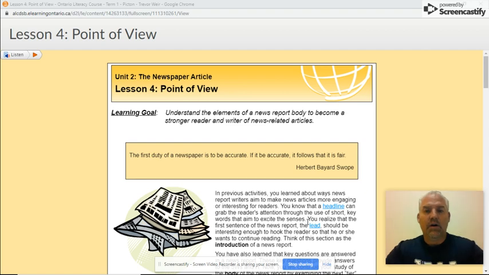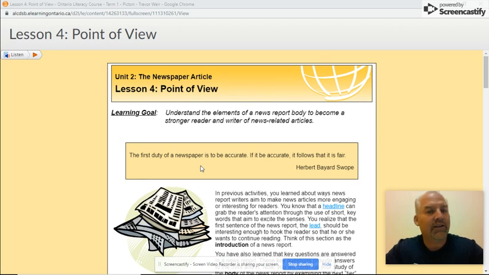Good morning, everyone. So today in Unit 2, Lesson 4, we are going to go over how to plan a news report. The last few lessons we've talked about how news reports are structured, how headlines are created. So now you're actually going to go through and plan a news report.